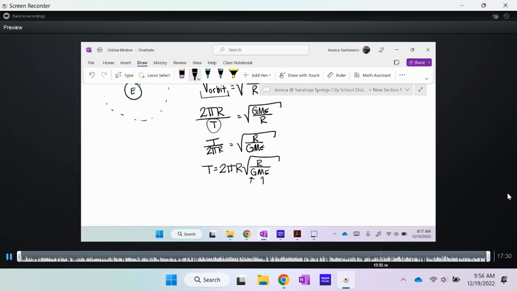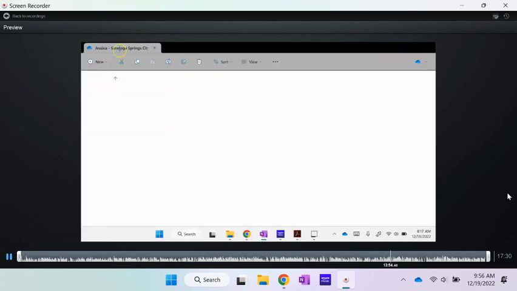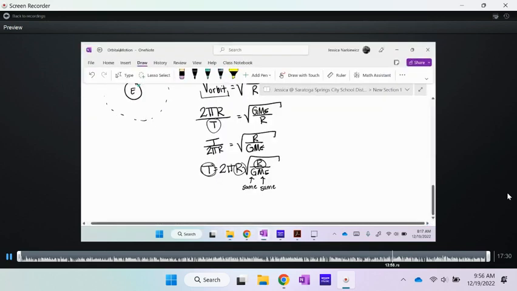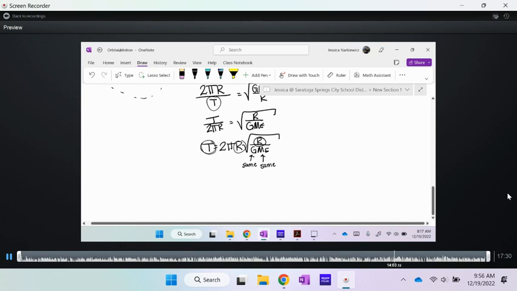Okay? Now remember, no matter the satellite, big G and the mass of the Earth are going to be the same. Okay? So if I need my orbital period to be 24 hours, then this r has to be a very specific number. So what this means is that all of our geosynchronous orbits are at the same radius.